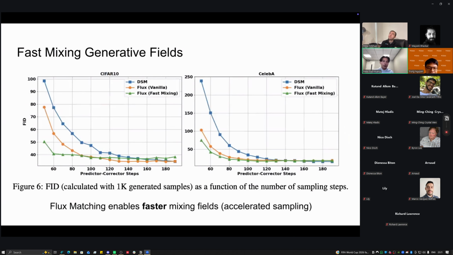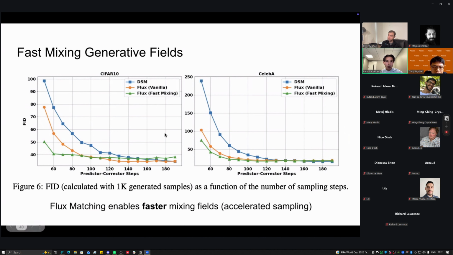So I'll show you a few attributes that we can optimize for with flux matching that are quite beneficial. So one is this notion of fast mixing generative fields. Loosely speaking, we can actually learn vector fields using flux matching that try to optimize for the mixing speed. And loosely speaking, a faster mixing field, hand wavy, enables you to take fewer sampling steps. So we're able to have accelerated sampling with faster mixing fields.